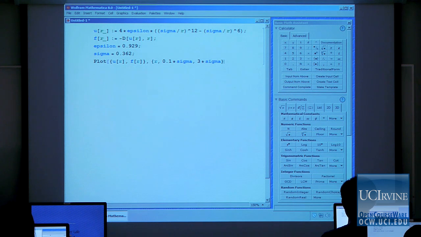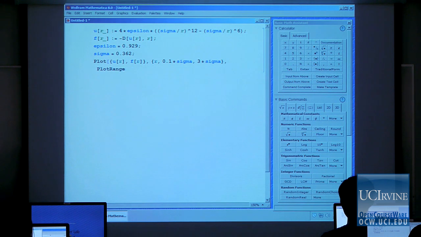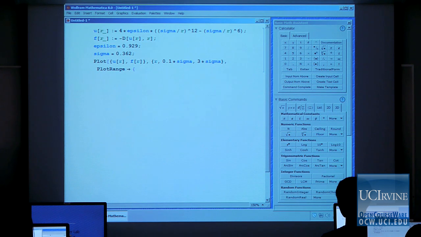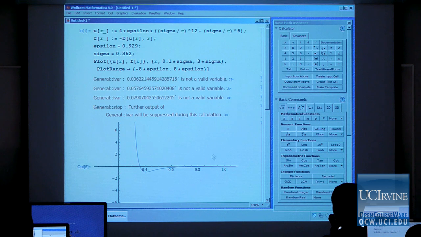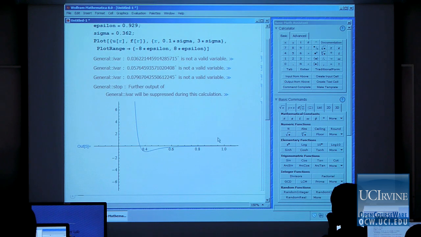Okay? And I want to specify the y plotting range. So PlotRange, arrow, curly bracket. I'm going to have it go from minus 8 times epsilon to 8 times epsilon. Okay. I think that should do it. Okay, so if we enter this, we get something that doesn't look very promising.